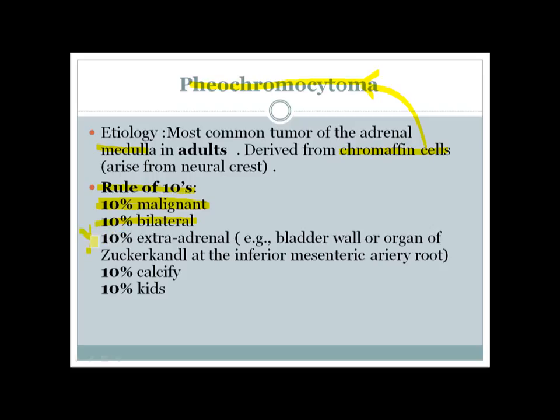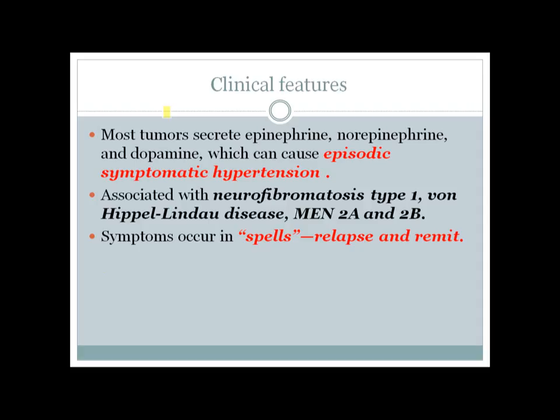And interestingly, 10% of the cases can be extra-adrenal. Some of the common sites are the bladder wall or the organ of Zuckerkandl at the inferior mesenteric artery root. So those are the common sites of extra-adrenal pheochromocytoma. And 10% of cases can calcify, and 10% of those pheochromocytomas occur in kids, and most of the pheochromocytomas are actually found in the adult population.